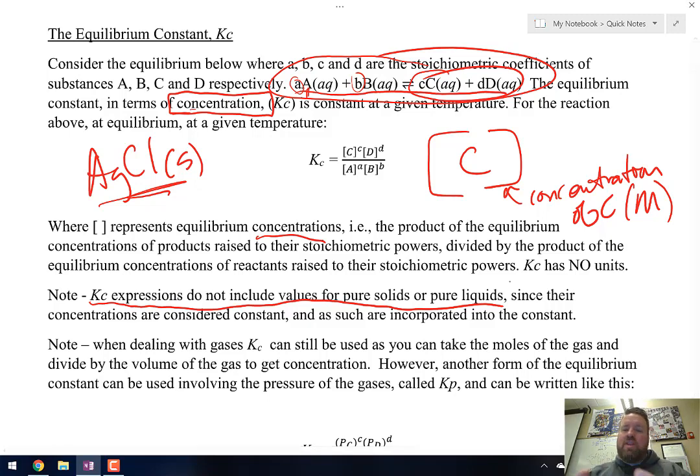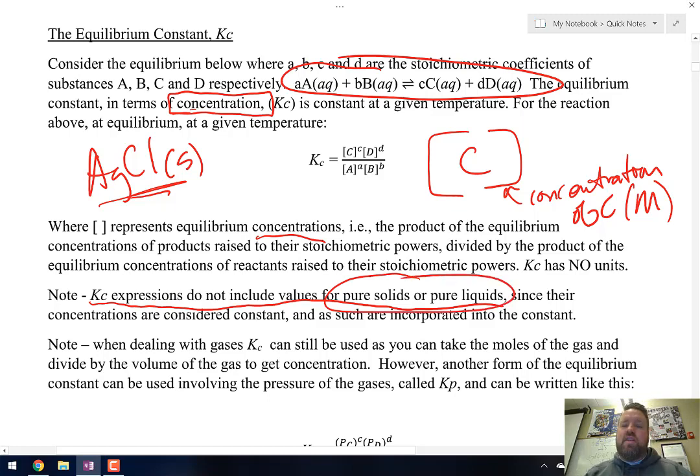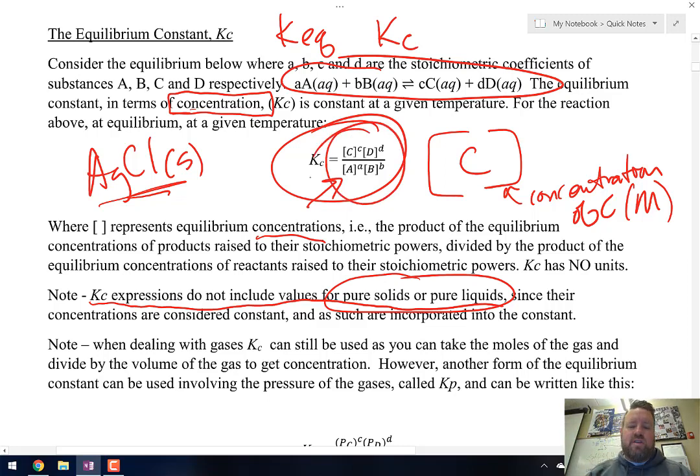So in your balanced equation, if one of them is a pure solid or a pure liquid, then you do not include it in your equilibrium constant expression. You do not put solids or liquids into the equilibrium constant expression. Keq is the general way of writing the equilibrium constant expression. If they say Kc, what that means is they want the equilibrium constant in terms of, like we can see here, concentrations.